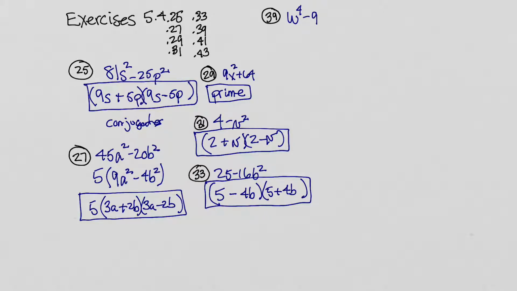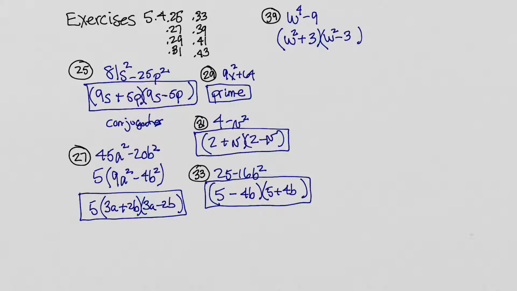And now in number 39, we have the difference of two squares again. W to the fourth minus 9. So let's write our two parentheses. Unsquare, so what do you square to get w to the fourth? W squared and w squared. And then a 3 and a 3 will make one plus and one minus.